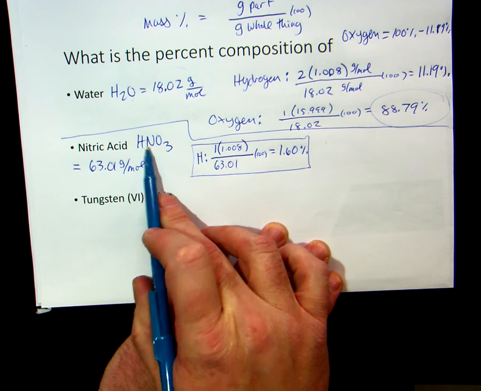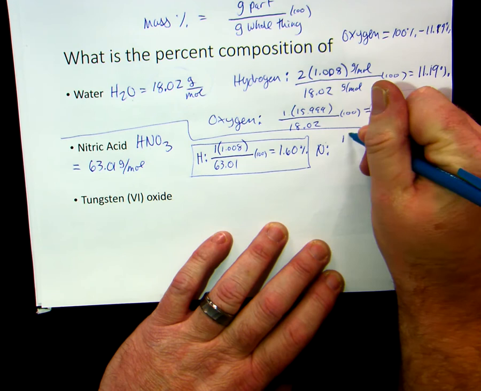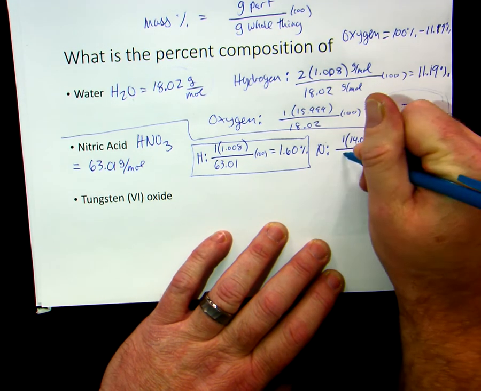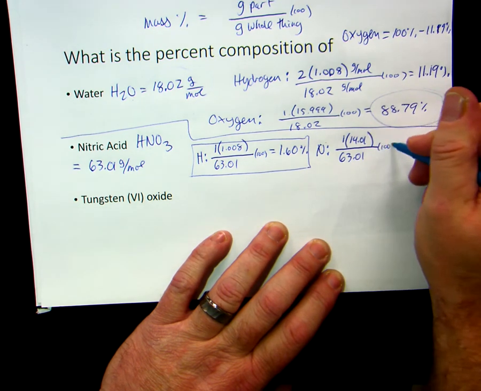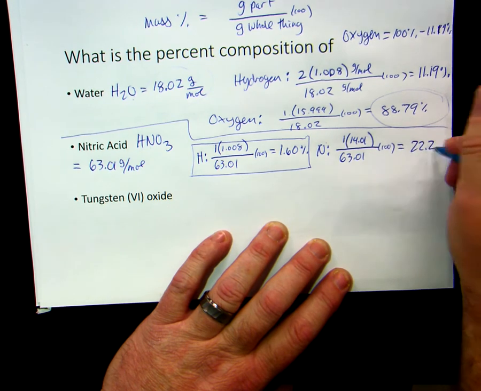Nitrogen, there's 1 nitrogen. It has the mass of 14.01. So we compare it to the mass of the whole thing and multiply it by 100. And so nitrogen's mass would be 22.2%.